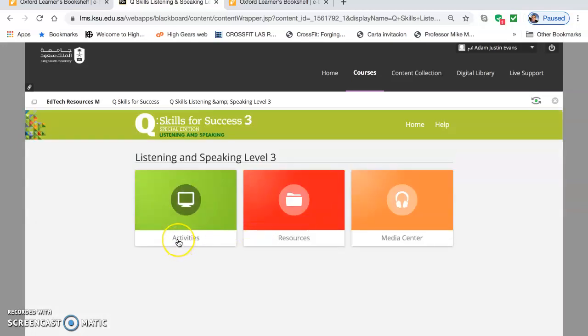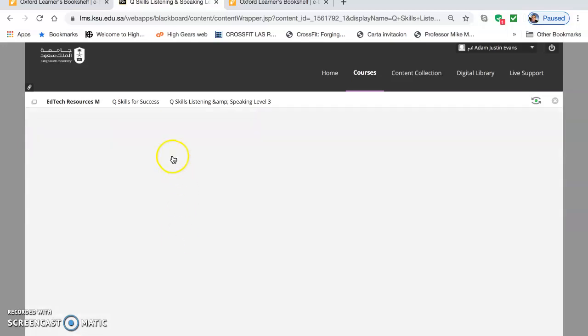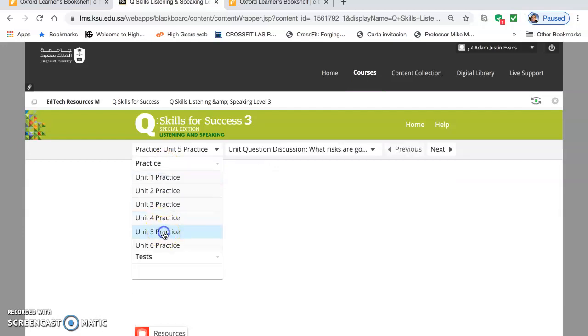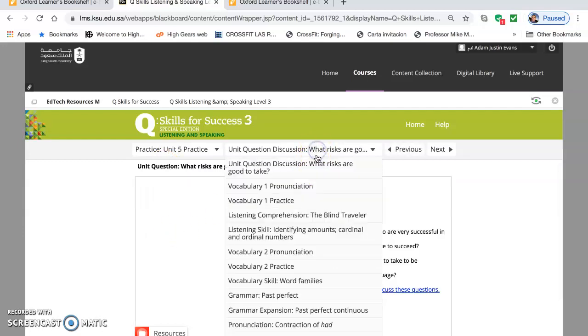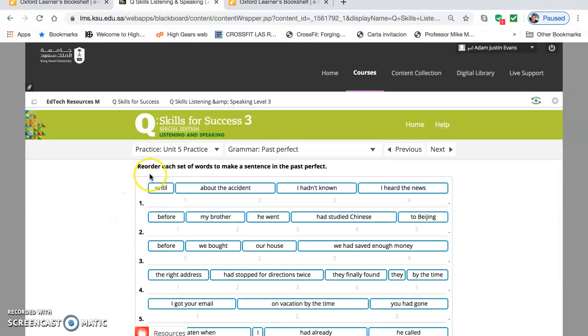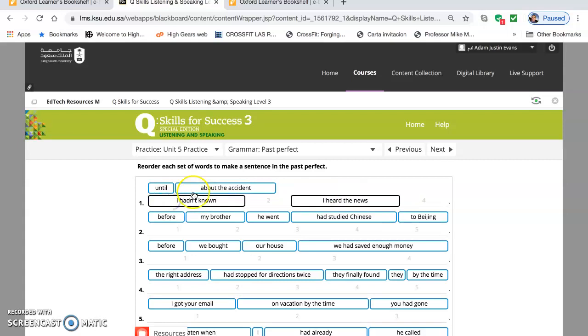I'd like you to go to Unit 5. And you do this by clicking on Practice, Unit 5. And I'd like you to do the grammar exercise here, the past perfect. What you need to do is reorder the sets of words to make a sentence in the past perfect. So for example, we have until, about the accident. I hadn't known, I heard the news. What you need to do is to move these around to find the answers.